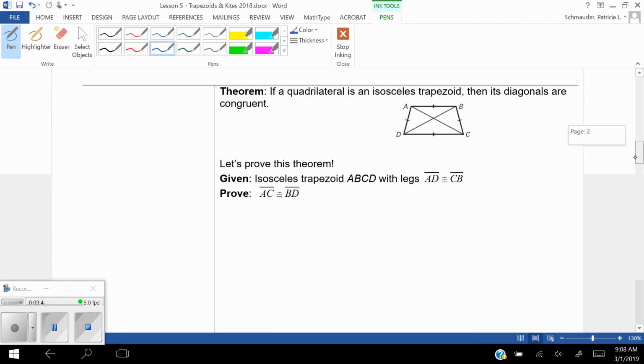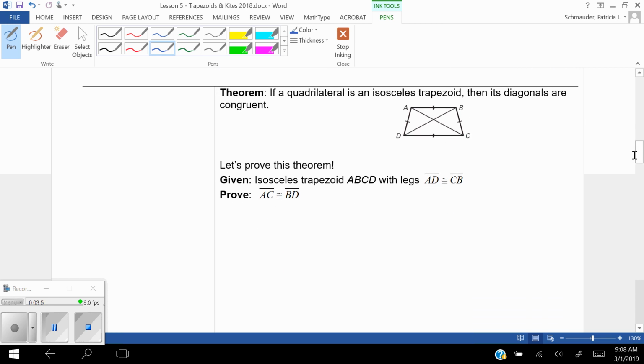Okay, we got another theorem here. If a quadrilateral is an isosceles trapezoid, then its diagonals are congruent. So AC is congruent to BD. Now it says, let's prove this theorem. Okay, let's do that.